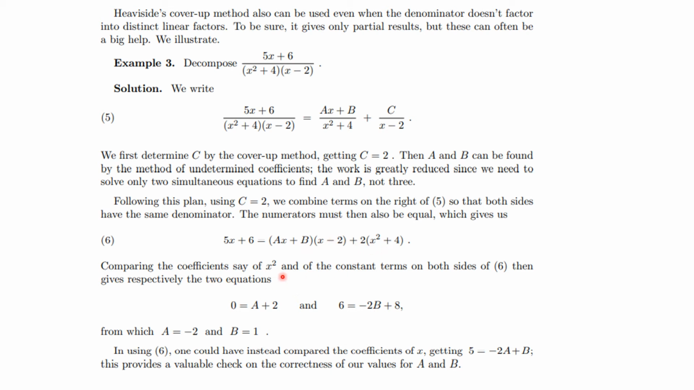Comparing the coefficients of x squared after we multiply through all of this, we find that A is minus 2, and then I substitute in here, B is equal to 1. Using this equation, we could have instead compared the coefficients of x, getting 5 equals minus 2A plus B, and provide a valuable check on the correctness of our other values. So you see, Heaviside reduces your effort even here.